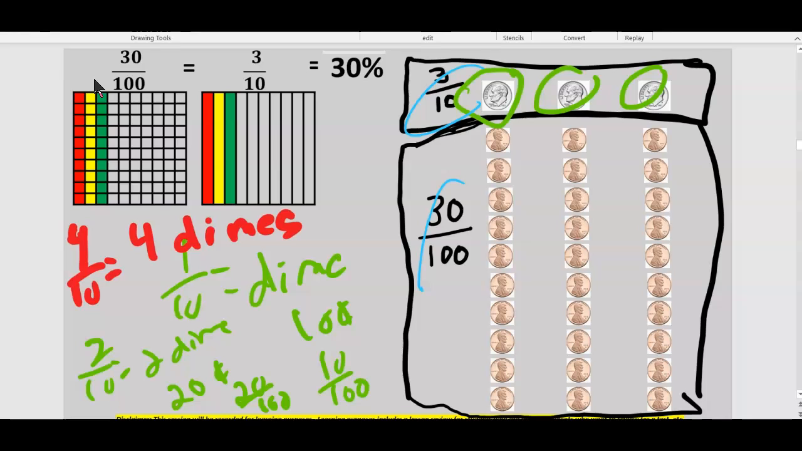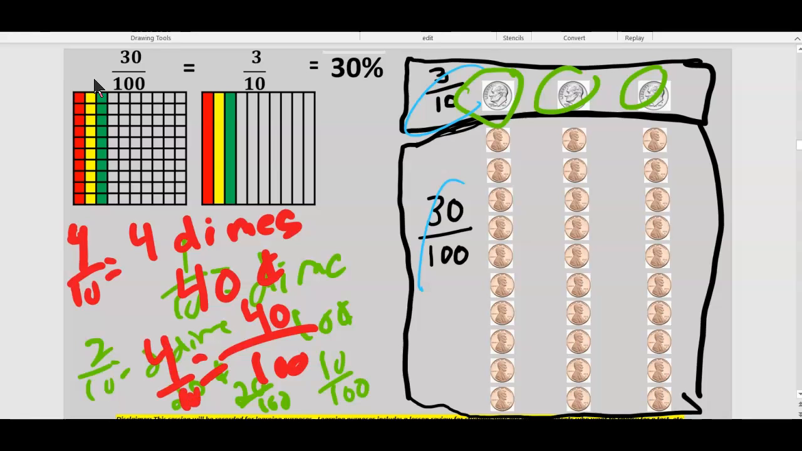Just like how many pennies would you have? You would have 40. 40 cents. And that's the same thing as what? 40 over 100. So basically what we're saying is 4/10 equals 40 hundredths.